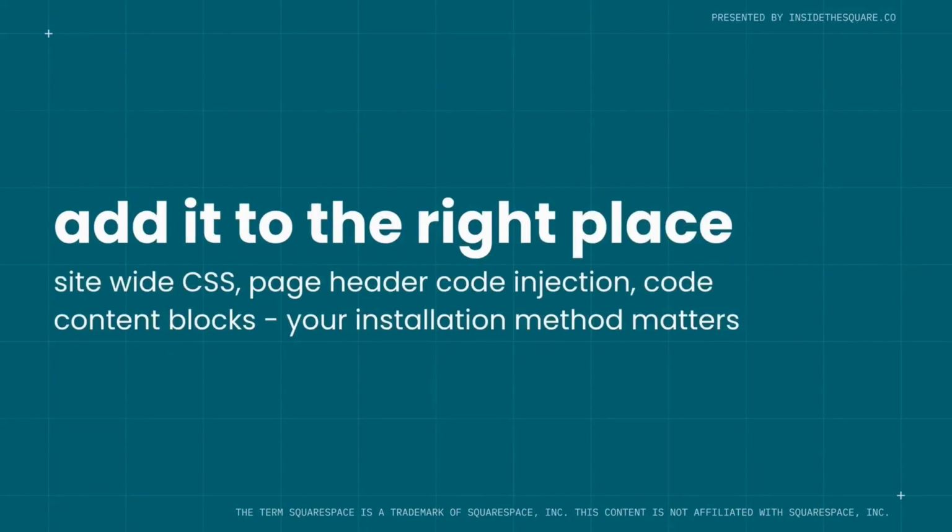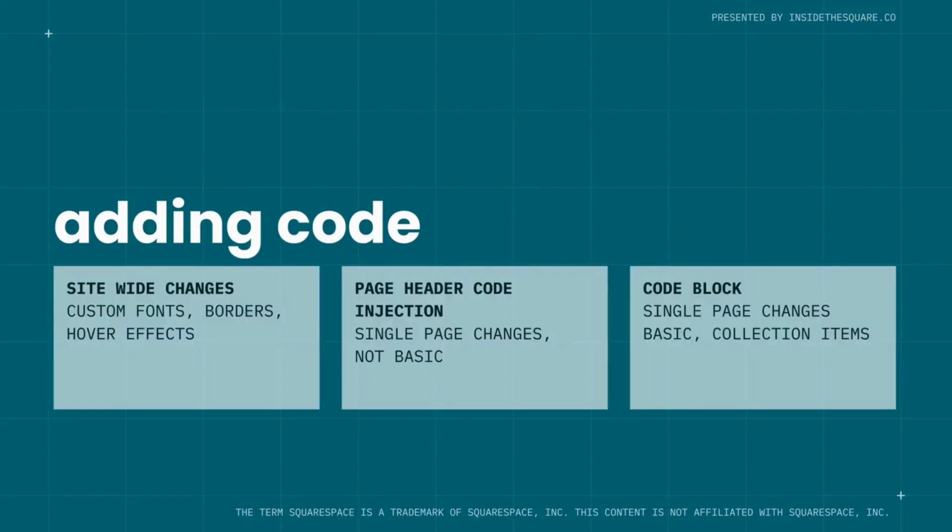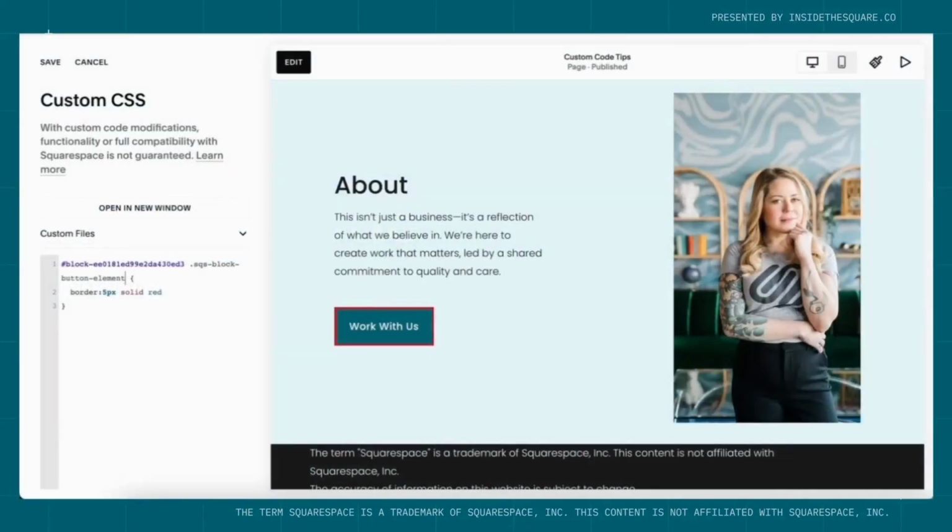But for now, let's talk about the 2 other things I want to cover in this video. And the first is adding code to the right place. There are 3 main places we can add code in Squarespace: site-wide CSS, your page header code injection, and a code block. Now, site-wide CSS, that's perfect for things that are site-wide changes, like custom fonts, borders, hover effects. That's exactly where we are right here in our custom CSS panel.